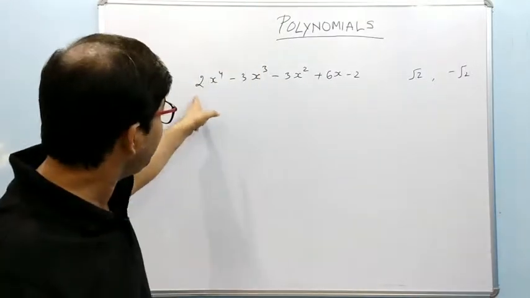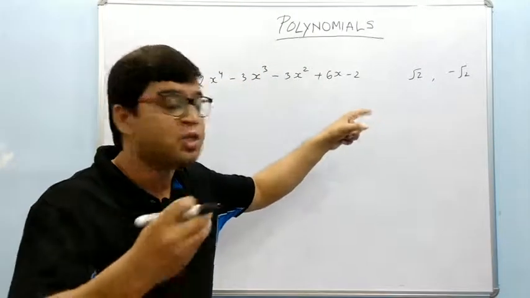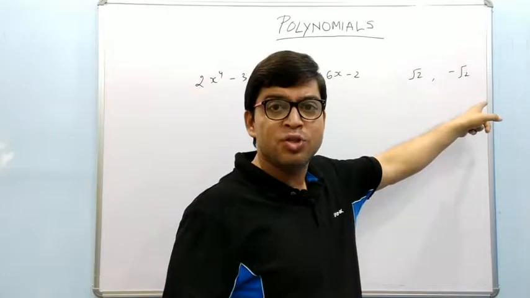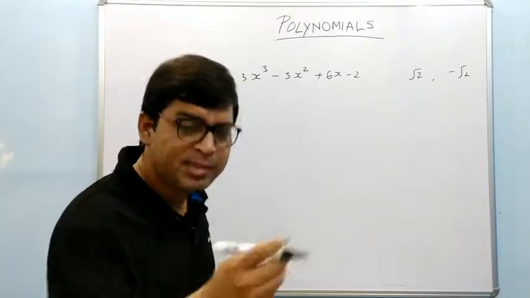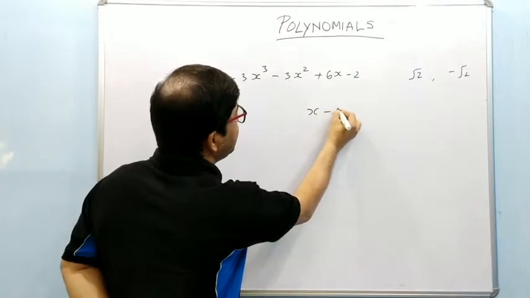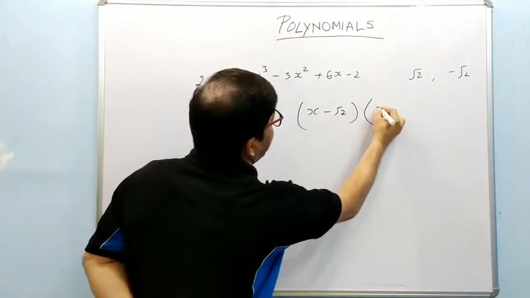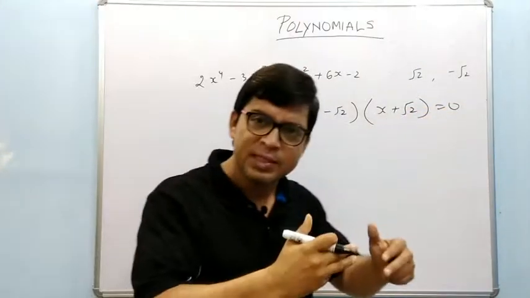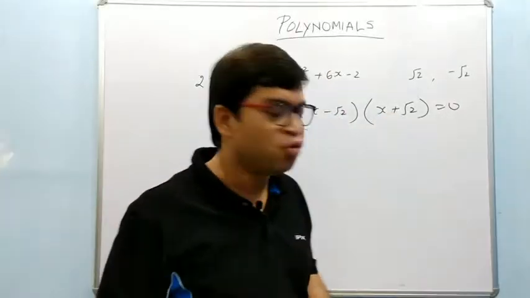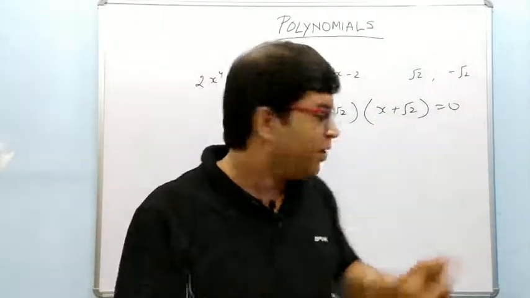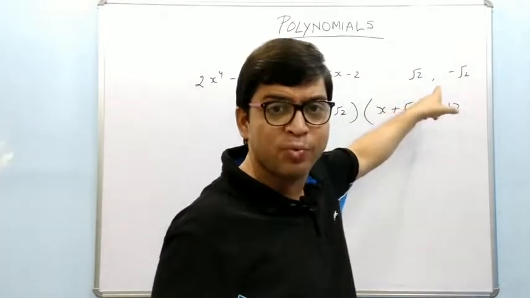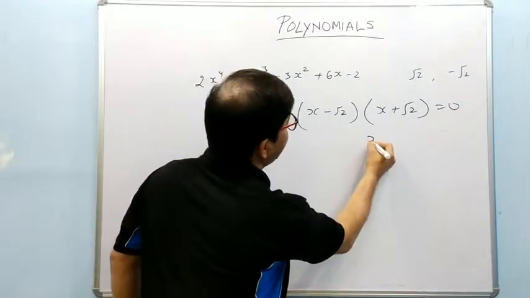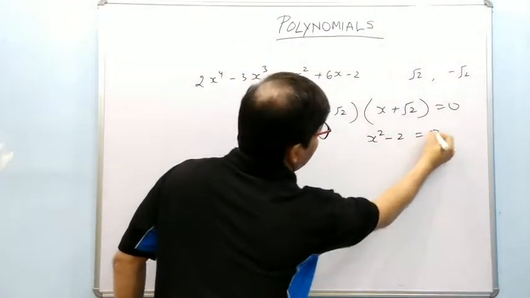Here in the question, if we need to find all the zeros of that polynomial, and it is known that two of the zeros are root 2 and minus root 2, then the equation will be x minus root 2 into x plus root 2 is equal to 0. Why x plus root 2? Because the root is minus root 2. If the equation is in that format, then only the roots will be that. So if we just multiply, x square minus 2 is equal to 0.